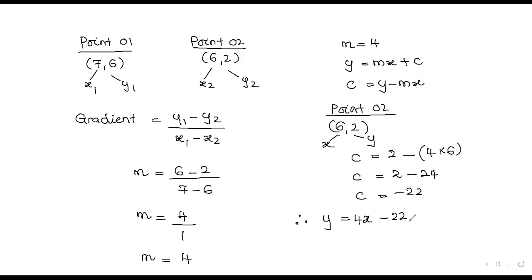What I told you, after getting this, you just try this in your working column or in your rough paper, with the point 1. Point 1 is 7, 6. This is the x value, this is the y value, children. So then c is equal to 6 minus 4 times 7, right? C equal to 6 minus 28. C equal to negative 22. Yes, I get the same answer. That means my calculation is correct. This is how you want to think and this is what you want to do on the exam day, right?